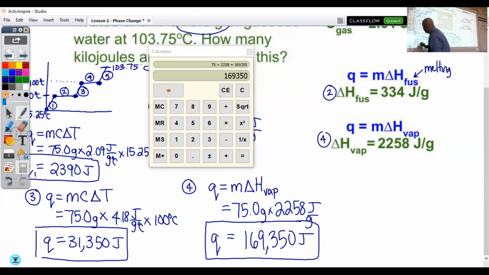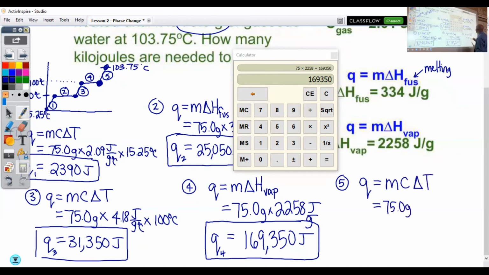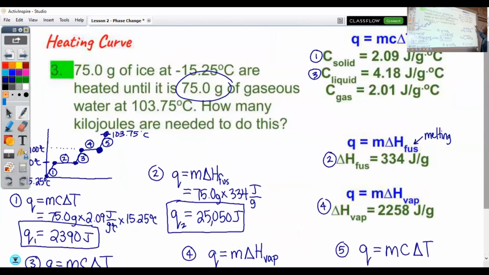I'm just going to add this in. Part number 1, this was part number 3, this is part number 4. This value for Q was for part number 2. In our final piece, we are now here. And we are trying to get to here, this final temperature of 103.75. Because temperature is changing again, I can go back to using Q, M, C, delta T, 75.0 grams. This time, the constant that I'm going to use is this constant for water as a gas.